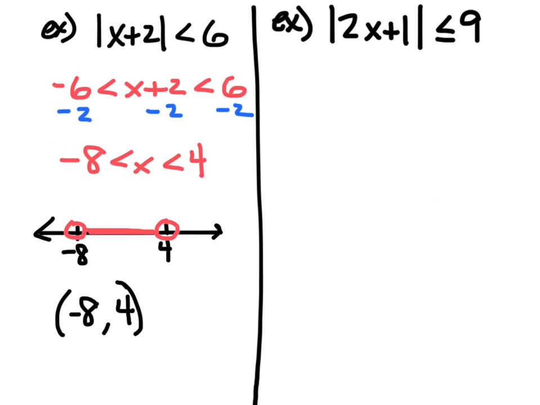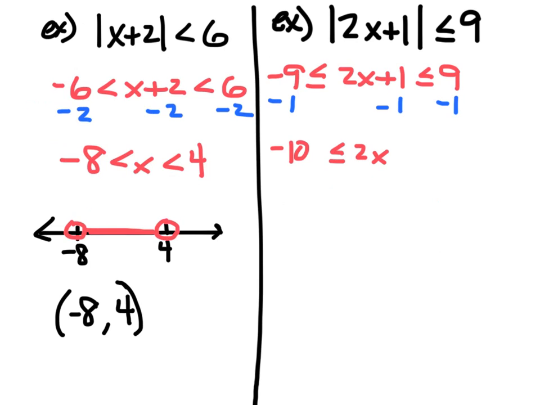All right, let's do one more example. Here we have the absolute value of 2x plus 1 is less than or equal to 9. Again, we have the less than or equal to. So negative 9 is less than or equal to 2x plus 1, and that is less than or equal to positive 9. I'm going to subtract 1 from all of the sides. Negative 10 is less than or equal to 2x, and 2x is less than or equal to 8. Now I divide everything by 2 to isolate the variable, and negative 5 is less than or equal to x, less than or equal to 4.